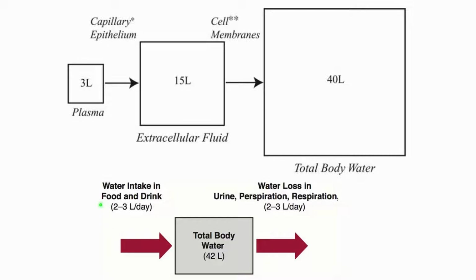This water exchanges with the environment. You have direct water uptake every day, 2 to 3 liters normally from food and drink. You lose 2 to 3 liters per day with urine, perspiration, respiration, and so on. So this is a variable as well.